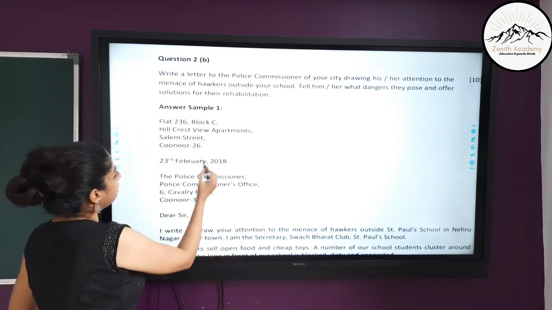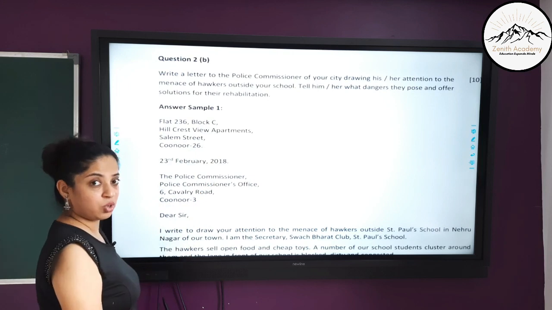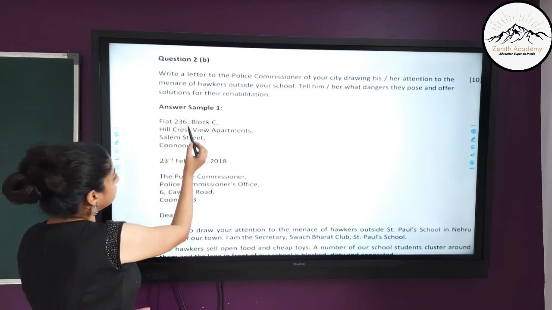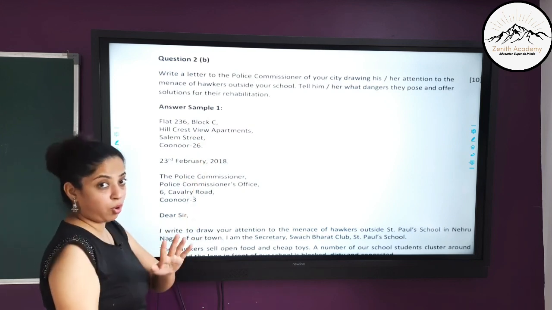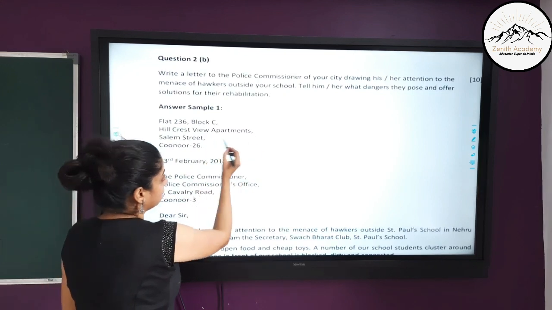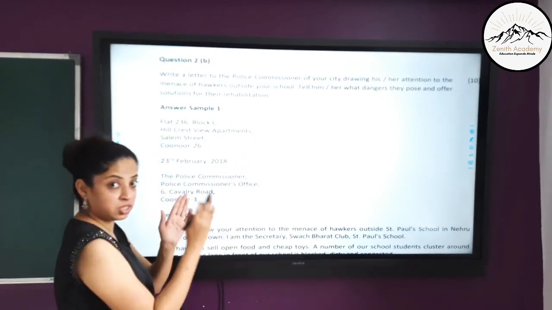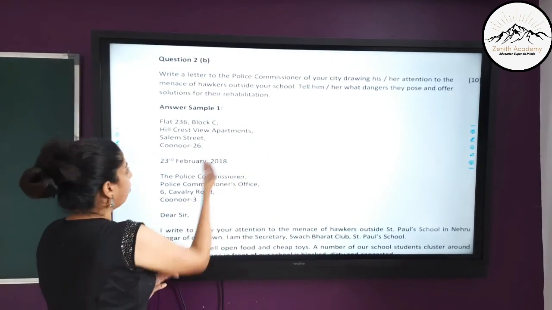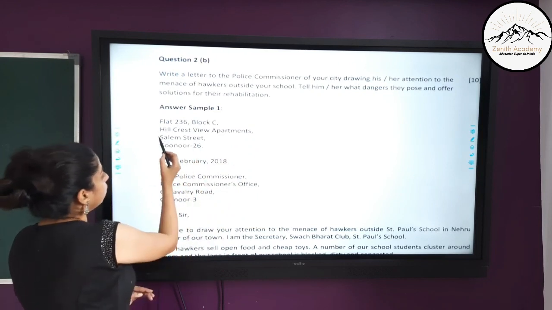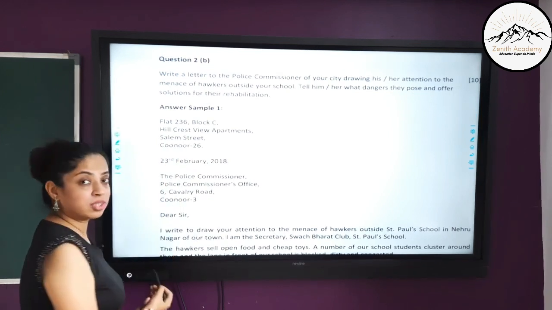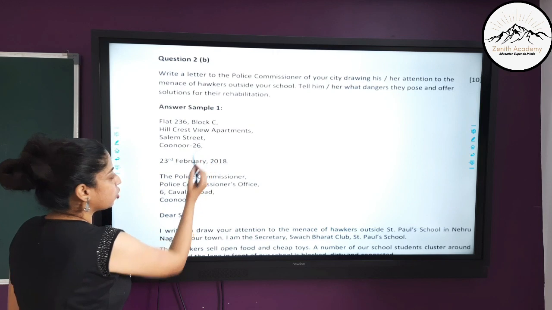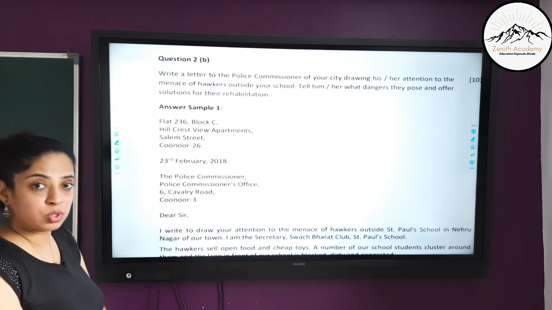So here, can you see the address? It is of 4 lines. So you have to write it in 3 or 4 lines. So flat 236 block C. There are no short forms. Put a comma. Hillcrest View Apartments. So there you can see that apartments is written in full, no shortcuts. Comma. Salim Street, Kunnur 26. So you should see that all the proper nouns are in capital letters. Then either you put a full stop here or you don't put a full stop here, that's okay.